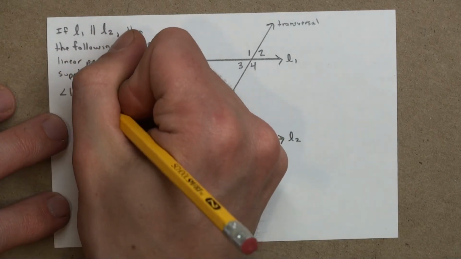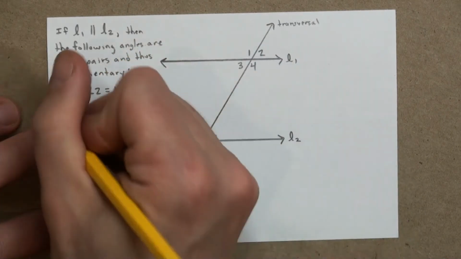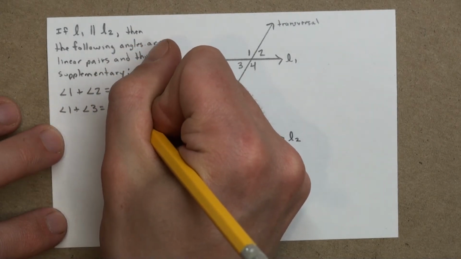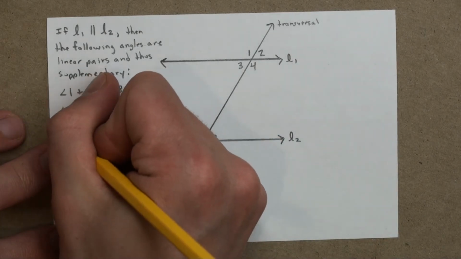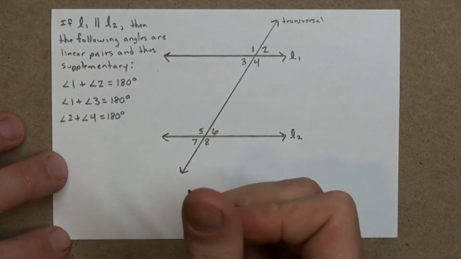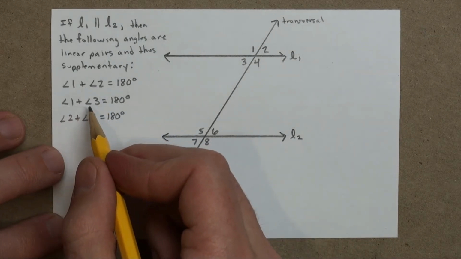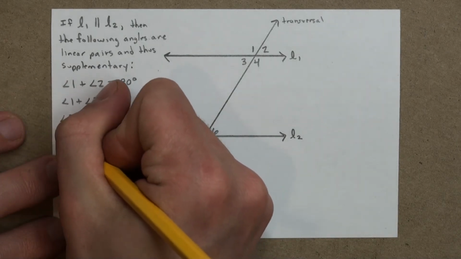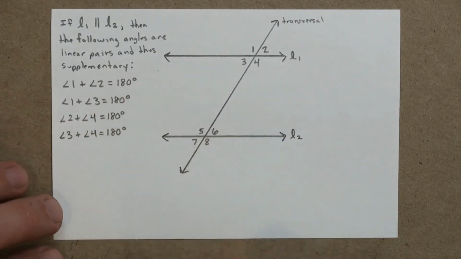Angle 1 plus angle 2 equals 180 degrees. Angle 1 plus angle 3 equals 180 degrees. Angle 2 plus angle 4 equals 180 degrees. 1 and 2, 1 and 3, 2 and 4, angle 3 plus angle 4 equals 180 degrees.